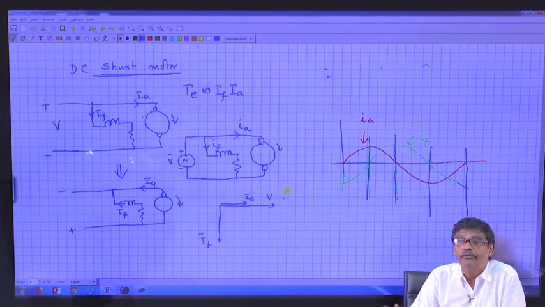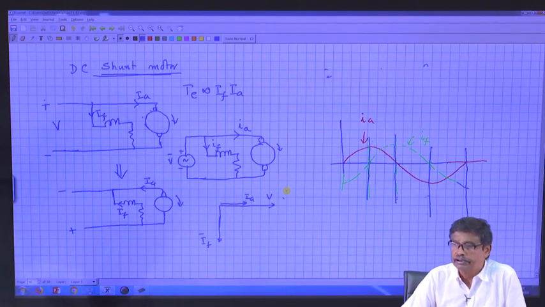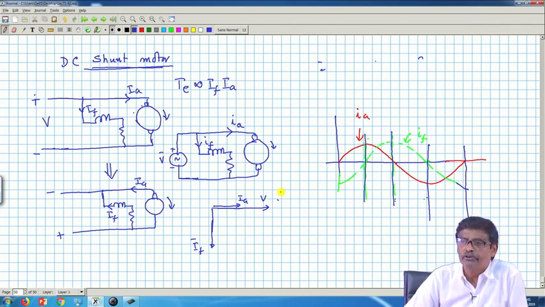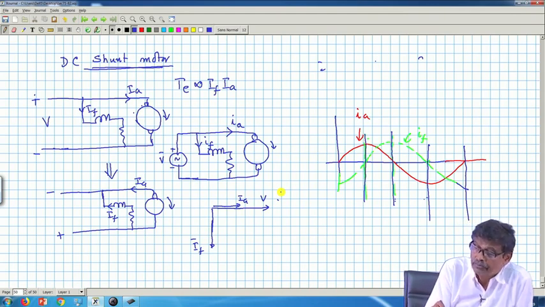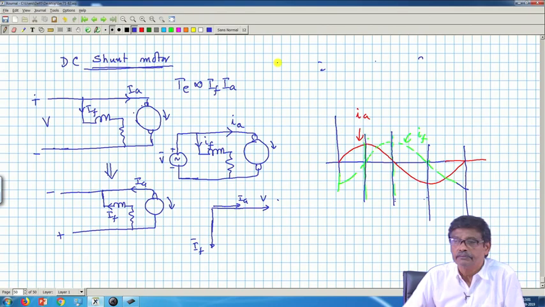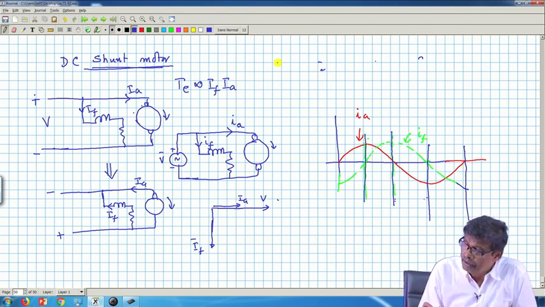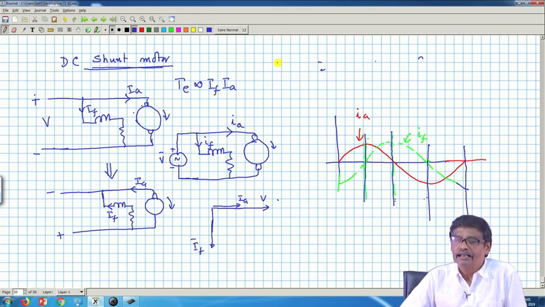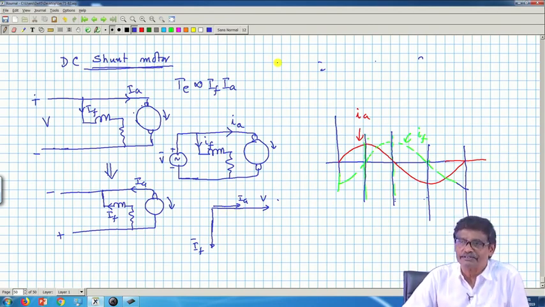So, IA and IF will be out of phase by 90 degrees. Therefore, the average electromagnetic torque will be 0 over a cycle, and the motor inertia will only respond to the average torque. So, it will not work. A shunt motor will never work with AC supply, out of the question, because of IF and IA. Therefore, it is essential that if a DC motor works from AC supply, then IF and IA must be in the same time phase.